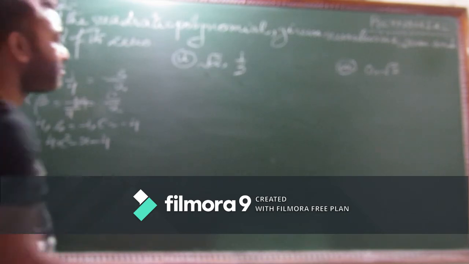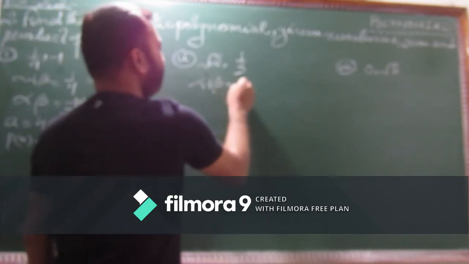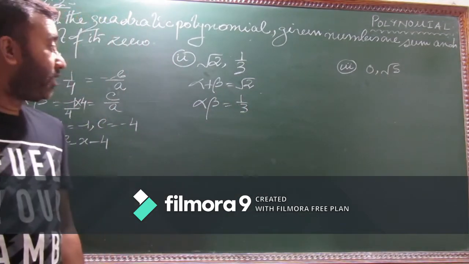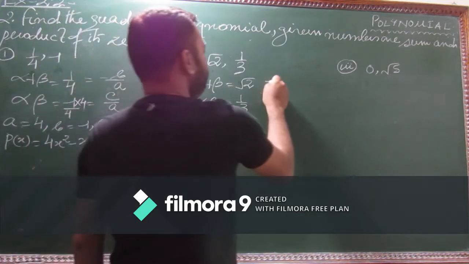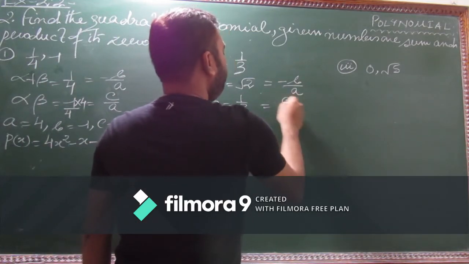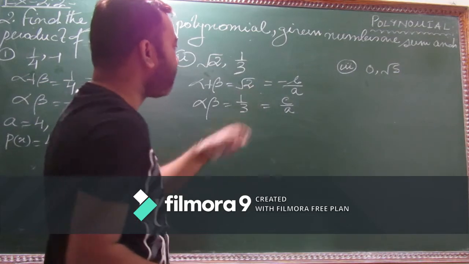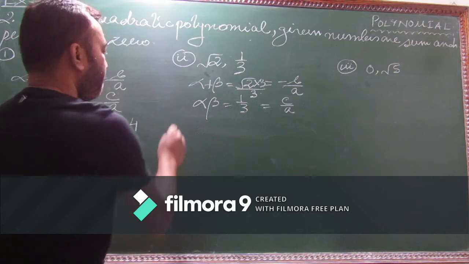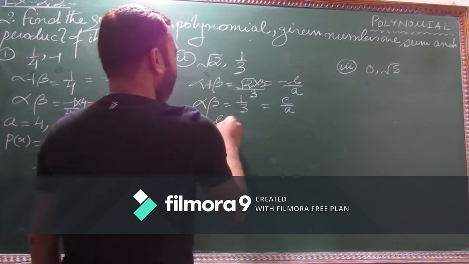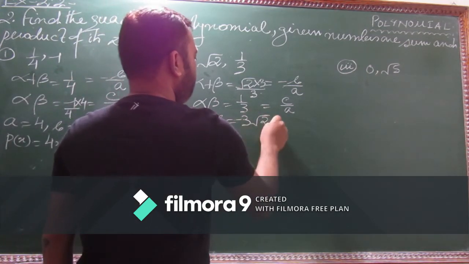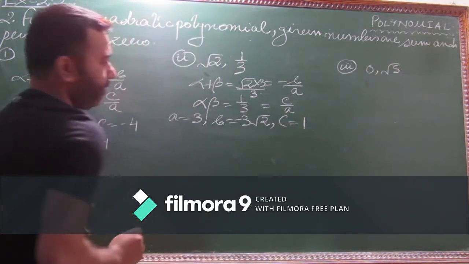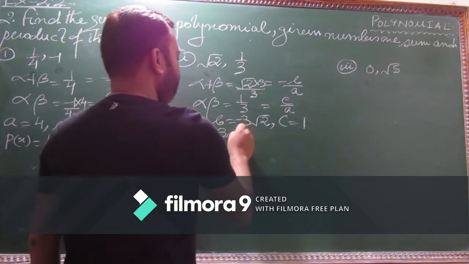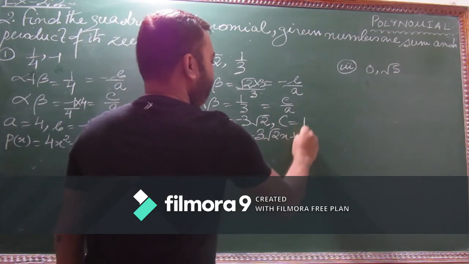Done. Now alpha plus beta is equal to root 2 and alpha into beta is equal to 1 by 3. Now the matter is that this is minus b by a, and this is c by a. So this is 3, I have to make this also 3, I am going to multiply by 3, I am going to divide by 3. So a is equal to 3, b is equal to minus 3 root 2 and c is equal to 1. So what is the polynomial? The polynomial p(x) is equal to 3x square minus 3 root 2 x plus 1.